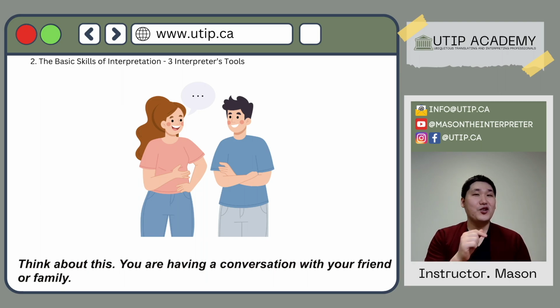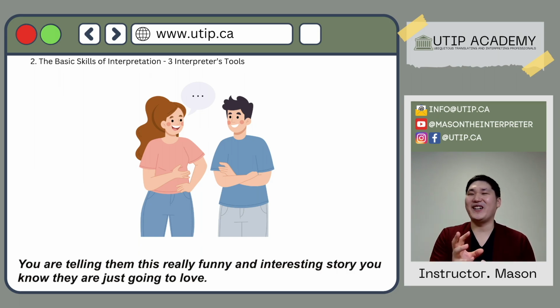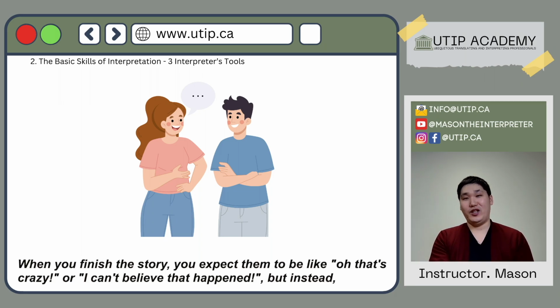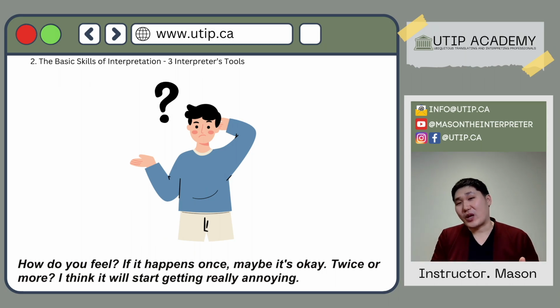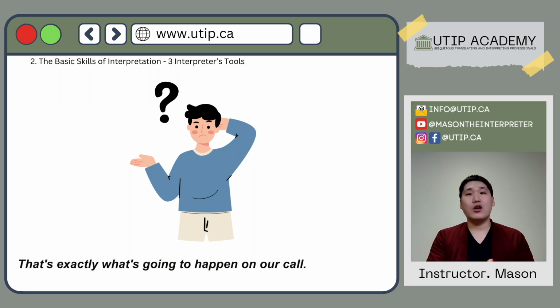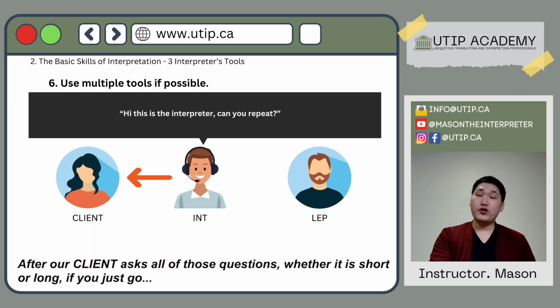Think about this. You are having a conversation with your friend or family. You're telling them this really funny and interesting story you know they are just going to love. When you finish the story, you expect them to be like, oh, that's crazy. Or, oh, I can't believe that happened. Something like that. But instead, this is what they say. Sorry, can you say it again? How do you feel? If it happens once, maybe it's okay. Twice or more, I think you will start getting really annoyed. That's exactly what's going to happen on our call. After our client asks all of those questions, whether it is short or long, if you just go, sorry, I couldn't hear you.